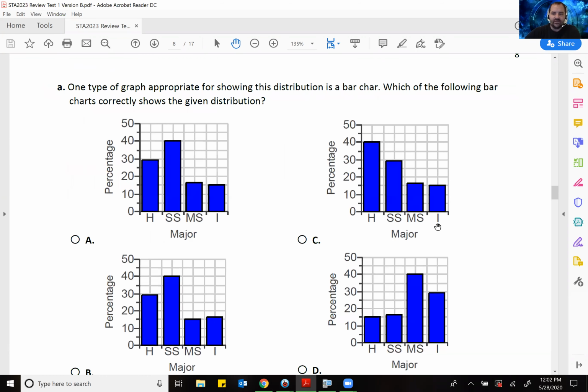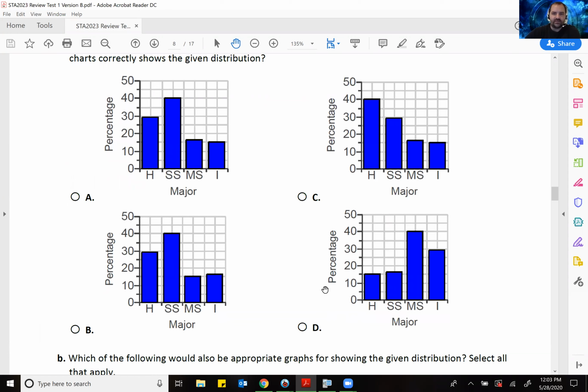So obviously you can tell this is not it. This is not it either because we need social science to be the largest, right? So it's either A or B. Which one is it? It's got to be A, because here you can see social science is the largest, interdisciplinary is the smallest. It's just a little bit below that one. And if you look at all the percentages, they do match what's going on up above. So we definitely know that A is the answer to part A on number 12.